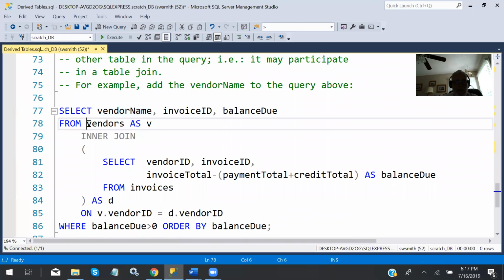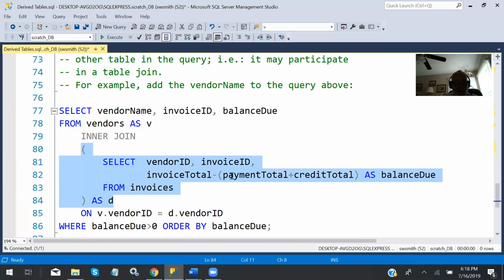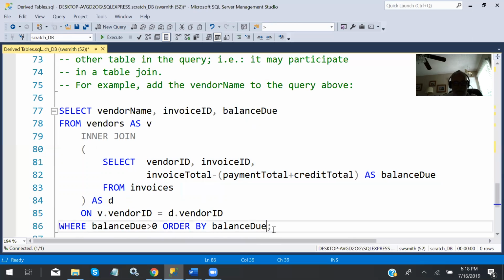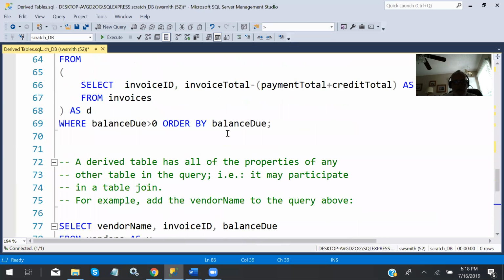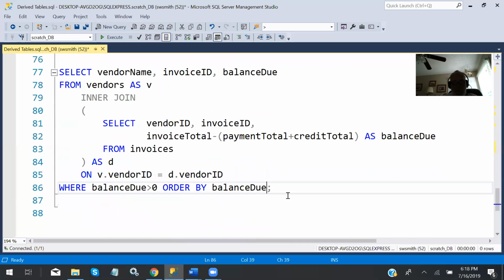So from vendors, and I usually will alias mine. Inner join that derived table up here, D, on v.vendor ID equals d.vendor ID. Where balance due is greater than 0, order by balance due. Sometimes I'll put the order by on the where line. I'm not saying that you always should, but usually when they're fairly simple, I will. Again, there's a lot of leeway in that.